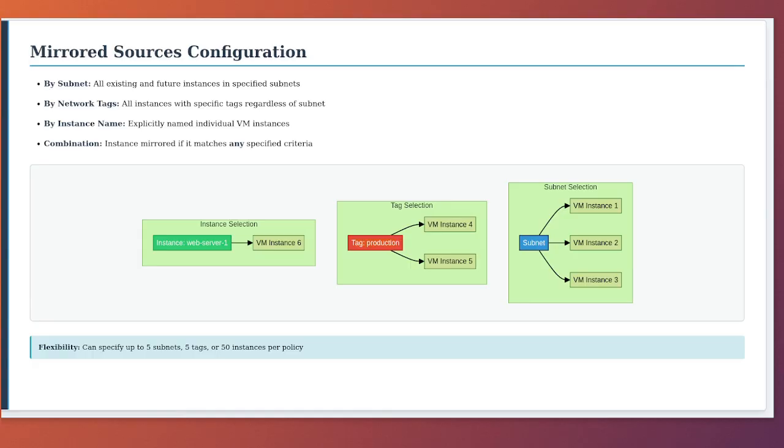This OR-assign logic gives you powerful flexibility. For example, you could create a policy that mirrors all instances in your production subnet, plus any instances tagged as high security, plus 3 specific instances running critical legacy applications.